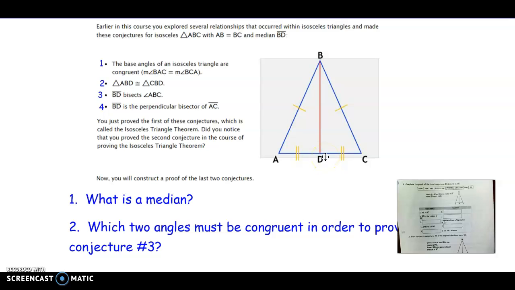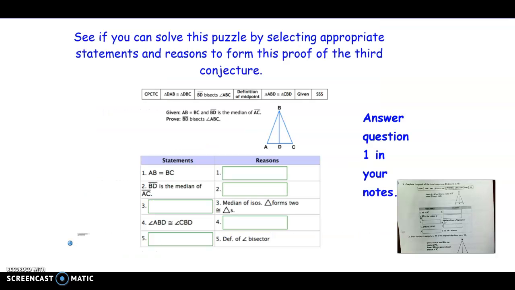The second thing I want us to think about is what 2 angles have to be congruent if we're trying to prove conjecture 3, which is that this segment BD is bisecting angle ABC. Well, if it's bisecting angle ABC, ABC is being separated into 2 equal parts. What are those equal parts? Those are these 2 angles up here that both have a vertex of B. So one of them would be called angle ABD. The other one would be called angle CBD. Those are the 2 angles we need to be proving that are congruent.